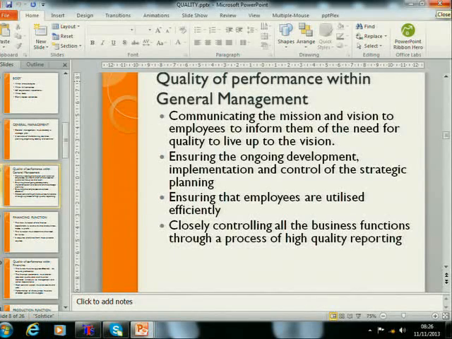And you also have to ensure that employees are utilized efficiently. You also have to be aware that employees that are not used efficiently will just be utilizing the funds of the business and to no use to the business. It's a loss actually. You've got to be sure that every employee is utilized efficiently. People must be used to the advantage of the business. Their skills must be efficiently utilized by the business. You must also closely control all the business functions through a process of high quality reporting. All these functions must report to you. You must know what happens within the functions, so as you control these functions or the operations of these functions. So that would be addressing the quality within general management.